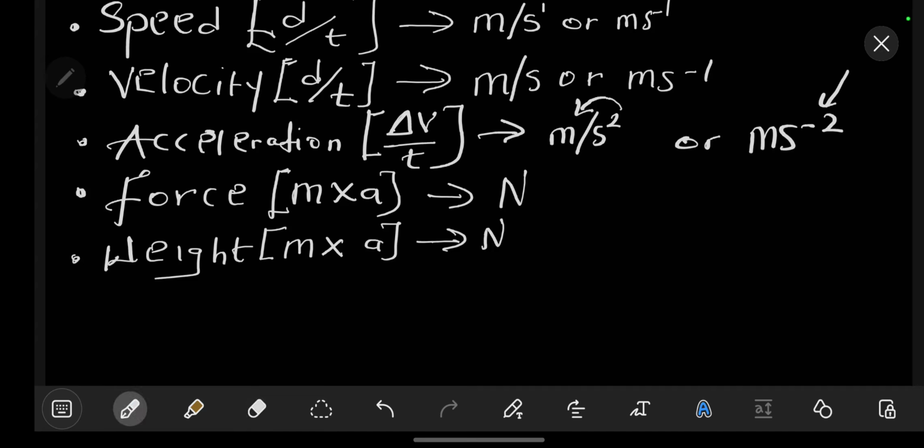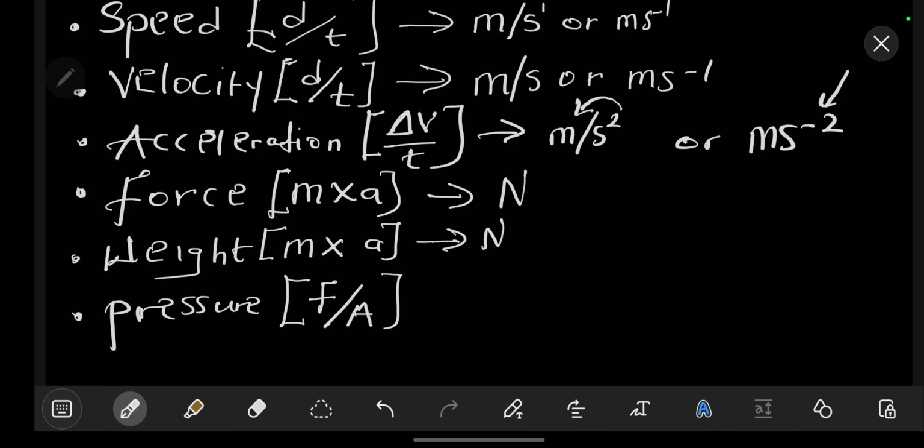The next one we'll look at right now is what I call pressure. The formula for pressure is force over area. So if you're solving for pressure, that is the formula you should use. And the unit for pressure, well, pressure has several units. One of the units for pressure is the Pascal. Another unit for pressure is Newton per meter squared.